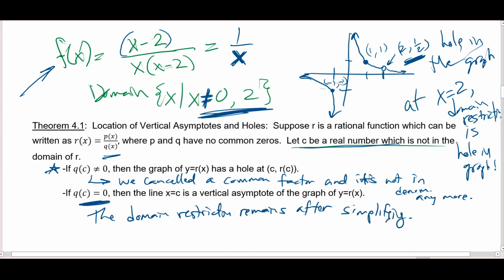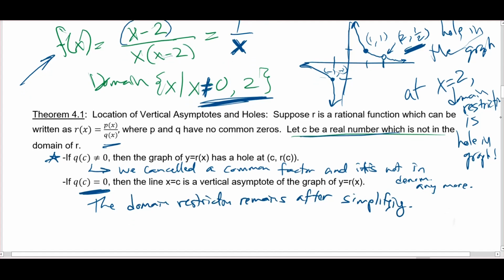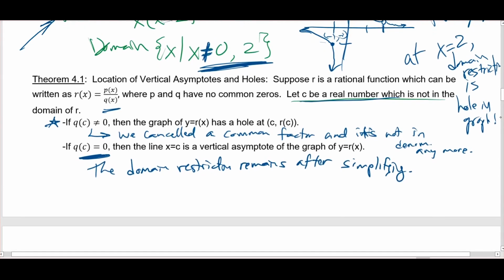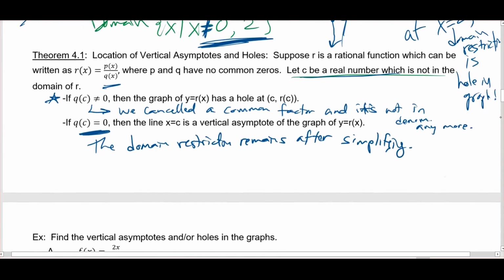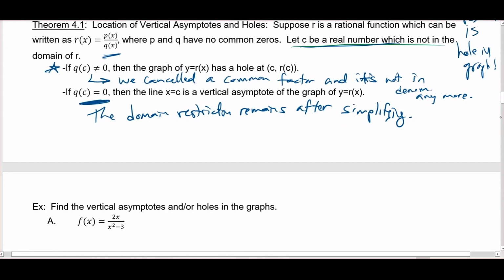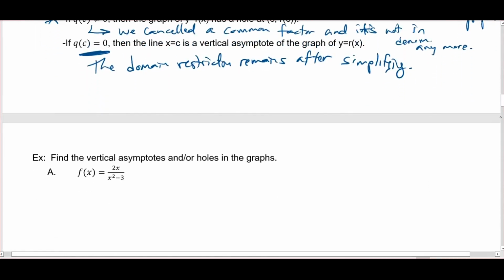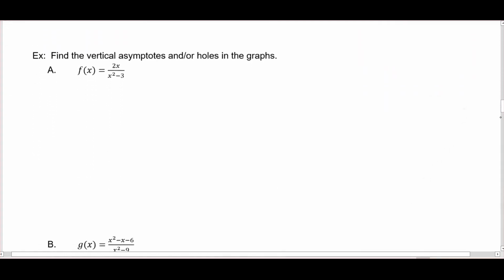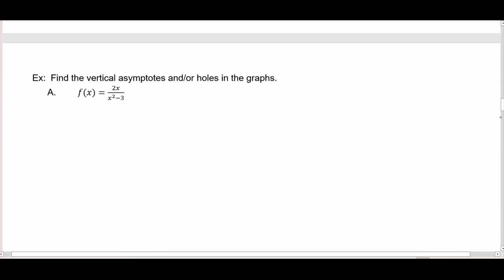Yeah, and that's what we saw here, right? The domain restriction was still there, so that was an asymptote, right? And it would look like that reciprocal function. Okay, so hopefully that example helped make the hole in the graph slash vertical asymptote thing make a little more sense here. Let's look at a few more examples. So find the vertical asymptotes or holes in the graph. So yeah, word to the wise here, we just want to try to factor everything first, and that's just going to help us out.